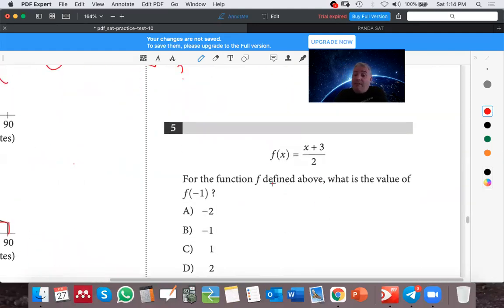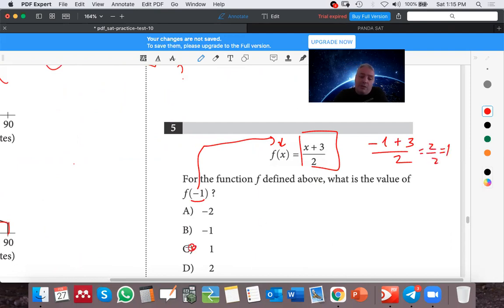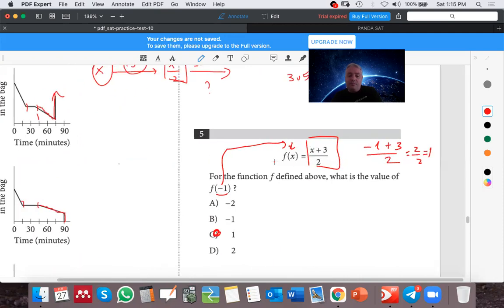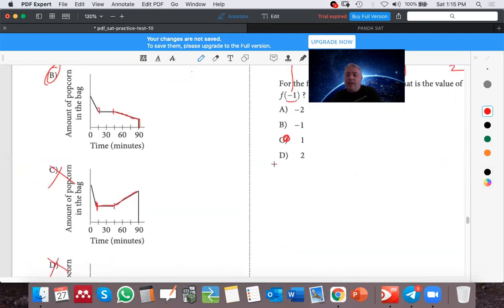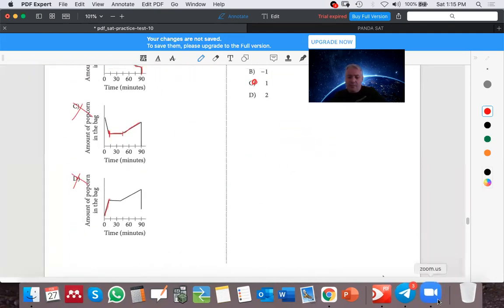For the function f defined above, what is the value of f of -1? What does it mean? In the function f of x, whenever you see x, you have to substitute that number. So the definition is here, the rule is here. -1 plus 3 over 2, when you say 3 minus 1, 2, 2 over 2 is 1. So the answer of the question is C.